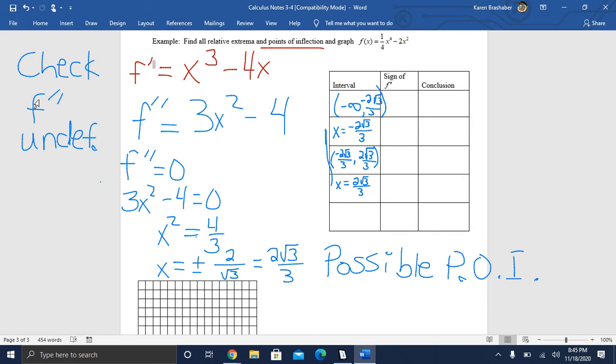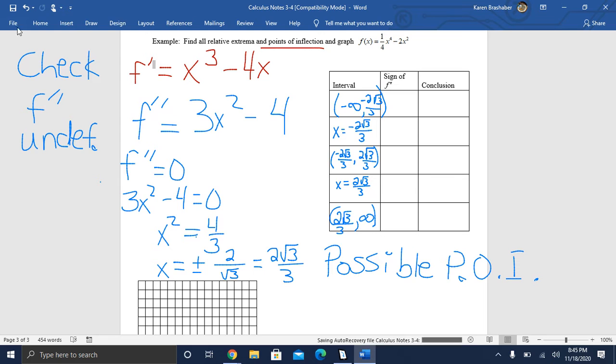Well, having a little trouble getting that to move up. Okay, there we go. And then 2 square root 3 over 3 to infinity.